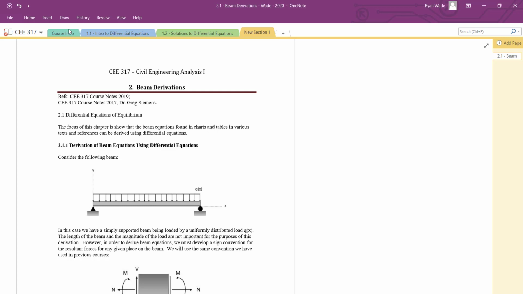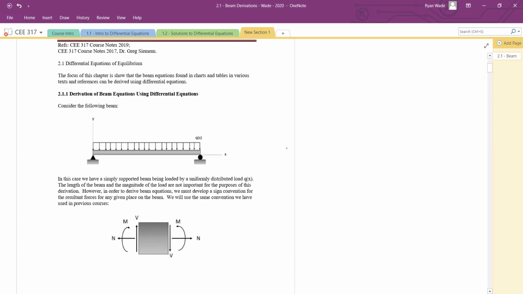But what we're going to do is kind of go backwards. We're going to use our loading case, and we're going to derive those equations. So basically, what we want to do is look at what we're trying to figure out here. So we're going to consider this beam.